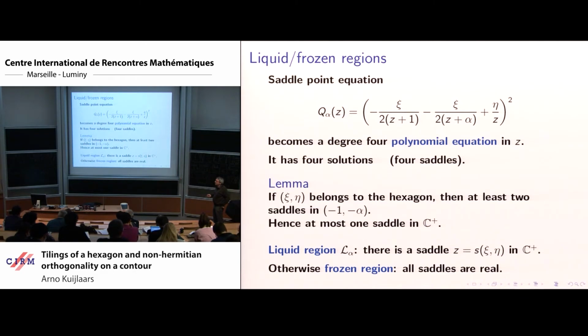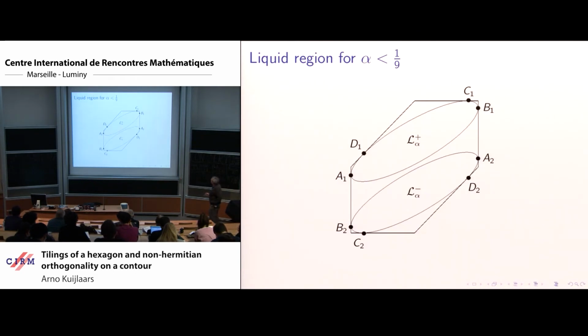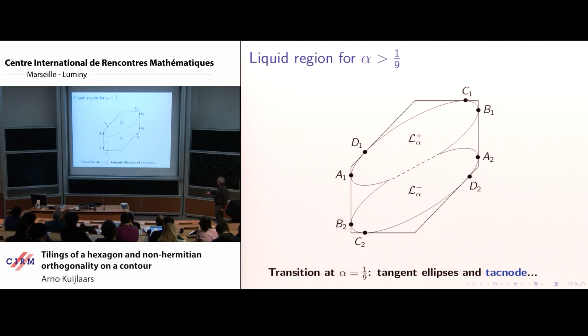Okay, so that comes out of, okay, I have 3 minutes, I can show you pictures. This is then what we can calculate, this polynomial equation. We can see where it has double zeros, right? And that's the boundary of these liquid phases. For alpha bigger, these 2 ellipses become tangent. And at the critical value, alpha is 1/9, we have 2 tangent ellipses and then we have a tacnode.